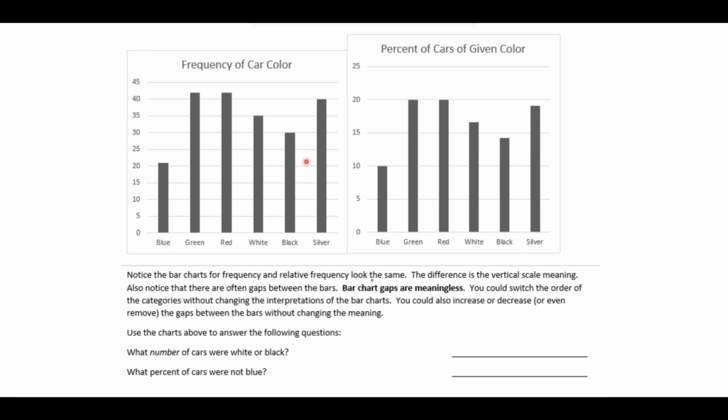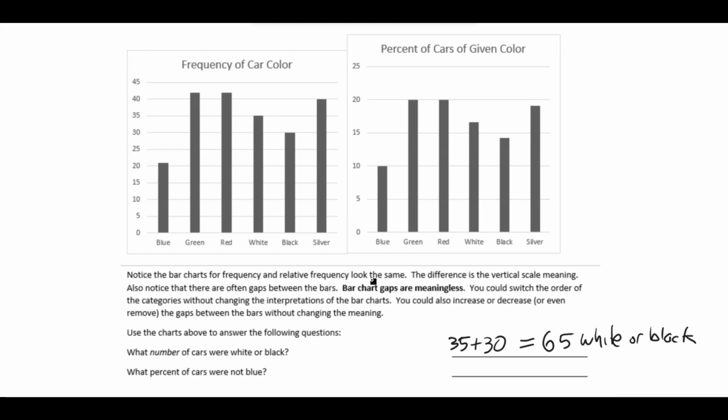All right, so use the charts to answer the following questions. What number of cars were white or black? Now, white or black, we go to the white and we get 35. We go to the black and we get 30. White or black, 35 plus 30, 65. This is the number of. We have 35 white plus 30 black, 65 white or black. Now, if it said white and black, none of our categories say white and black, so we'd have to go with 0.